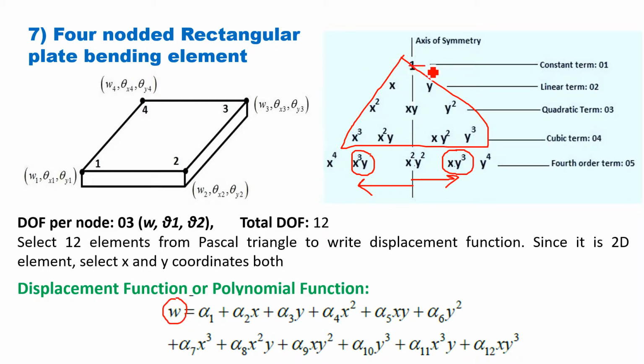Alpha 1 into 1, alpha 2x, alpha 3y, alpha 4x square, alpha 5xy, alpha 6y square, alpha 7x cube, alpha 8x square y, alpha 9xy square, alpha 10y cube, plus alpha 11x cube y, plus alpha 12xy cube. This is the displacement function for the 4 noded rectangular plate bending element. Okay.